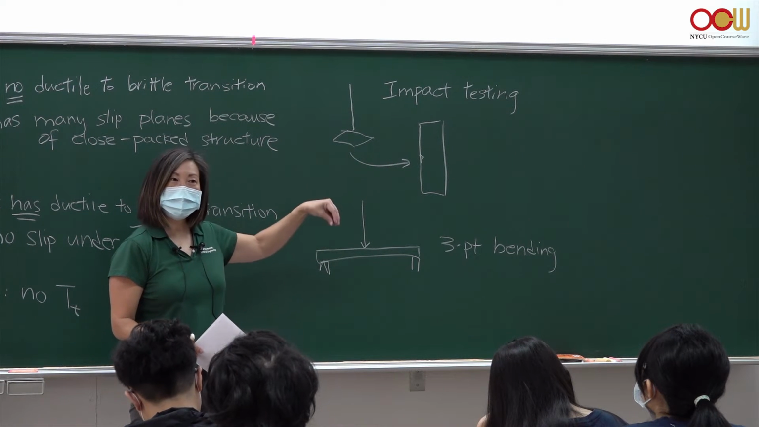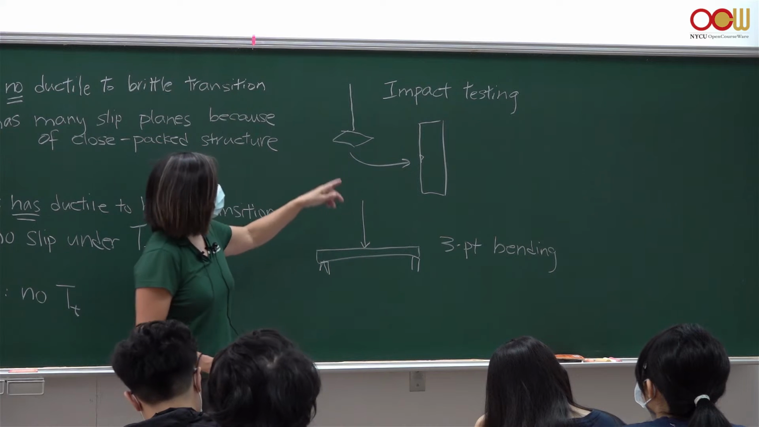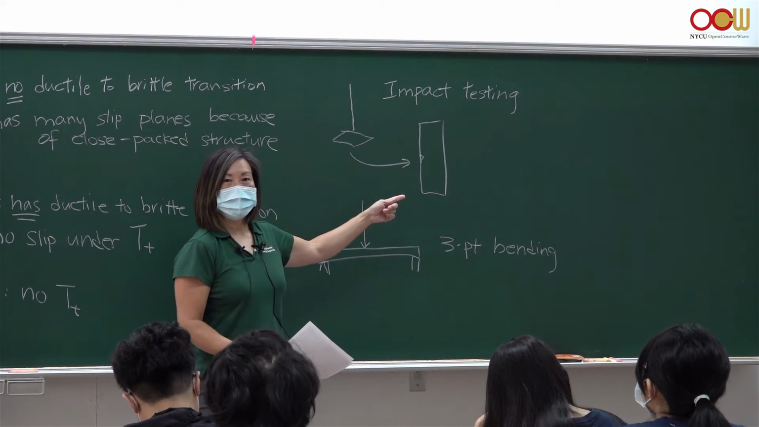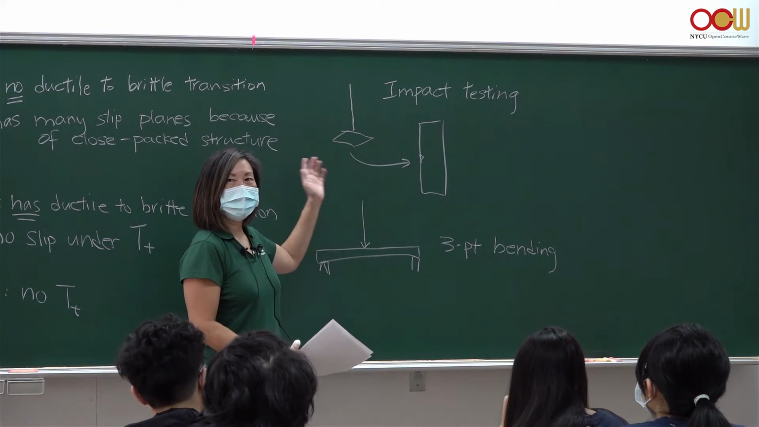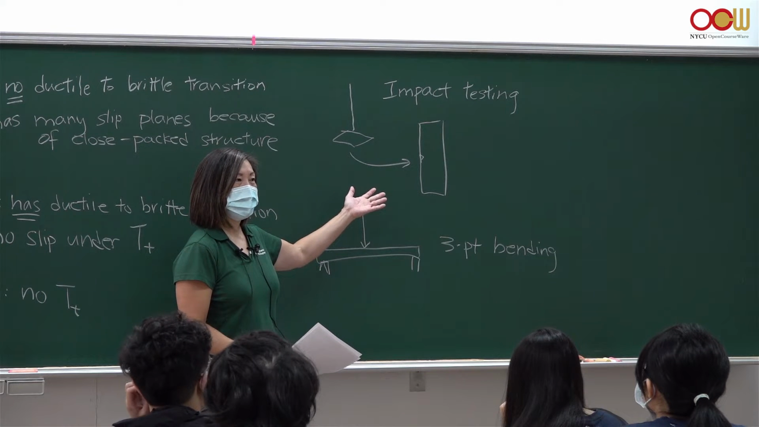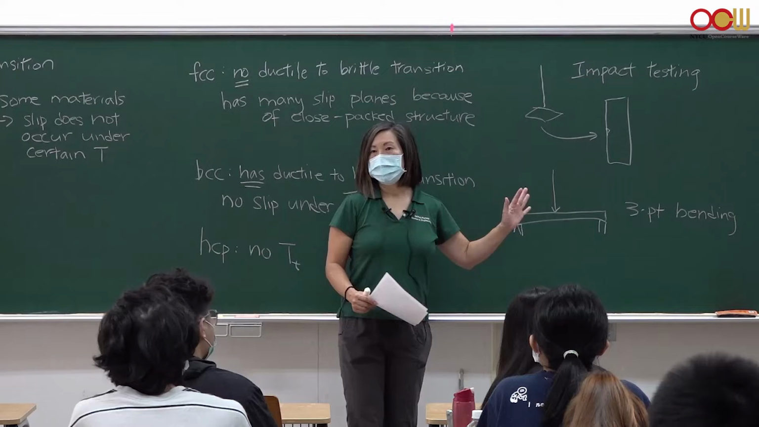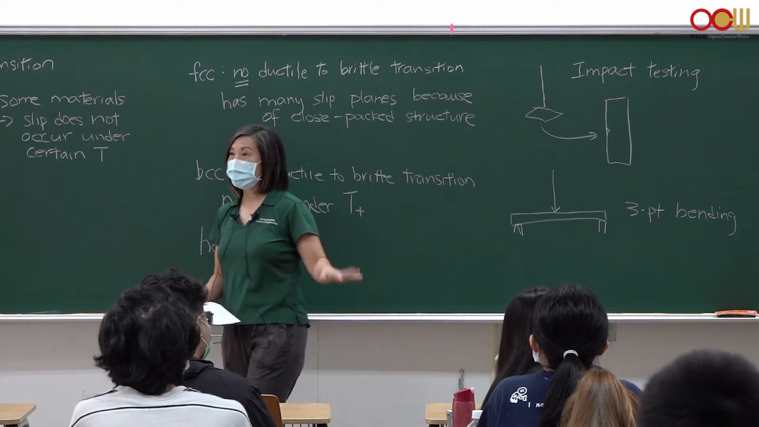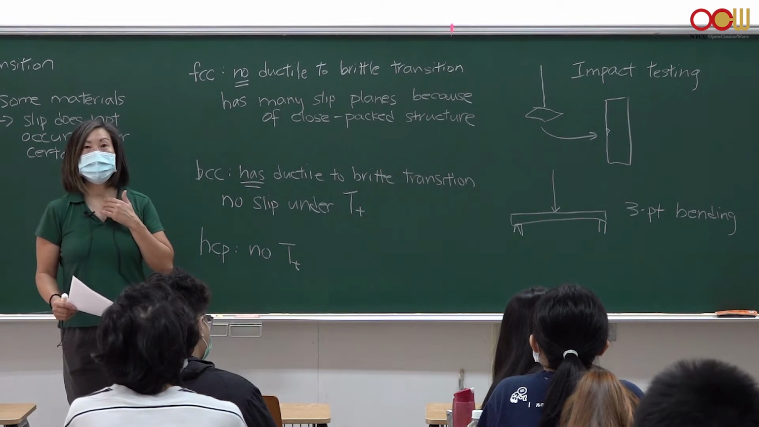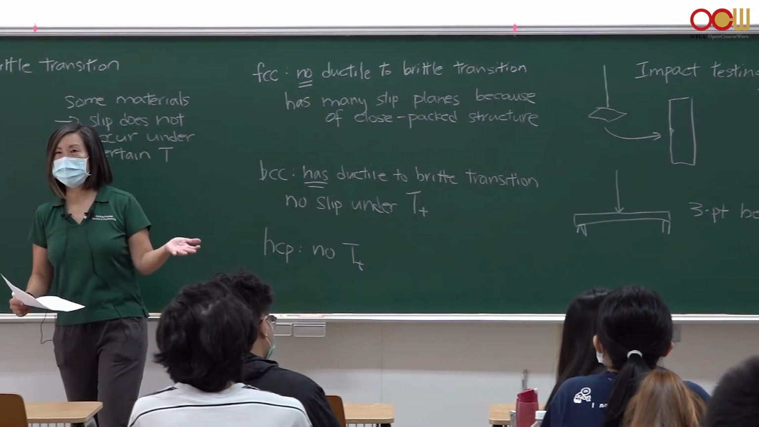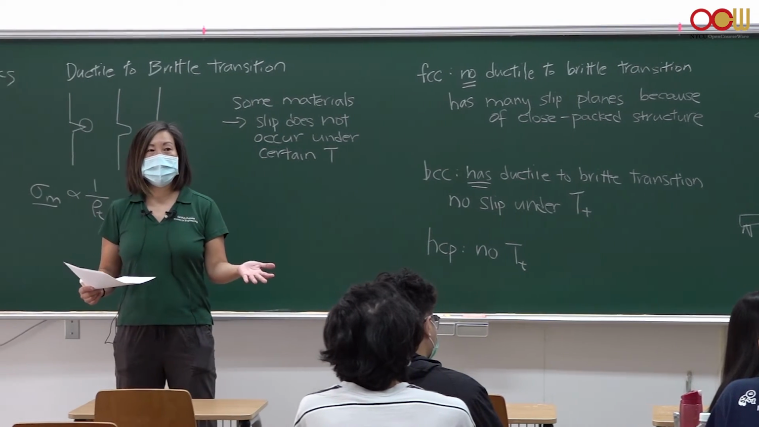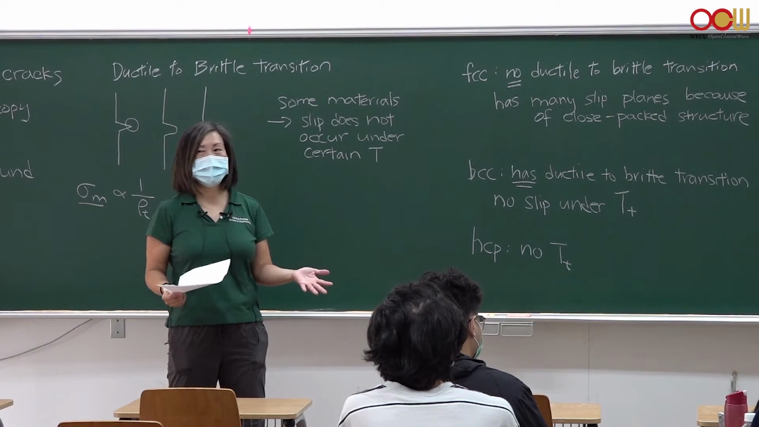You could control how fast you're pushing. And this is instantaneous loading. So you're hitting something, the impact is instantaneous. Okay? And that will give you different kinds of fracture toughness for your material. So the kind of test you will use depends on what kind of application your material will be under.